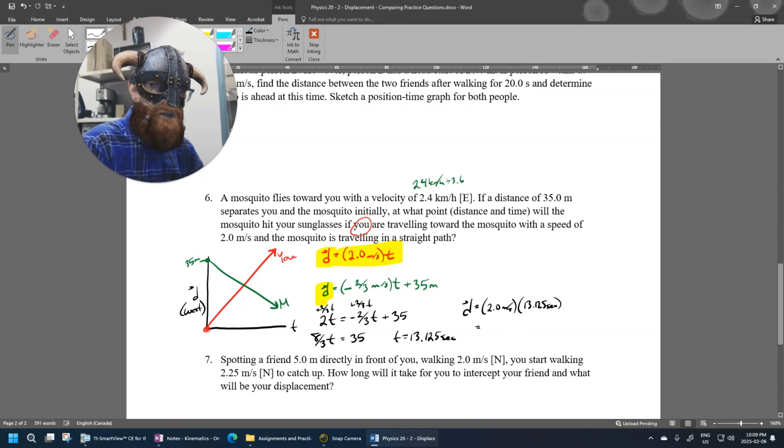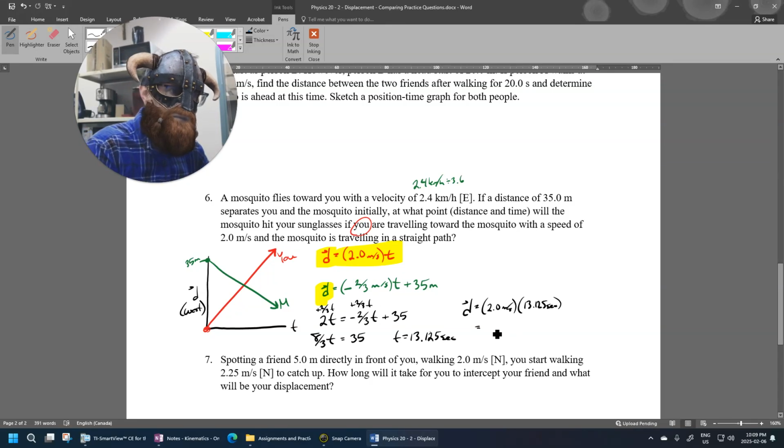I'm going to get a displacement of 26.25. I walked a pretty good distance of the 35 meters. The mosquito wasn't going too fast. So 26.25 meters. I had to go west, so to the west of where I started.